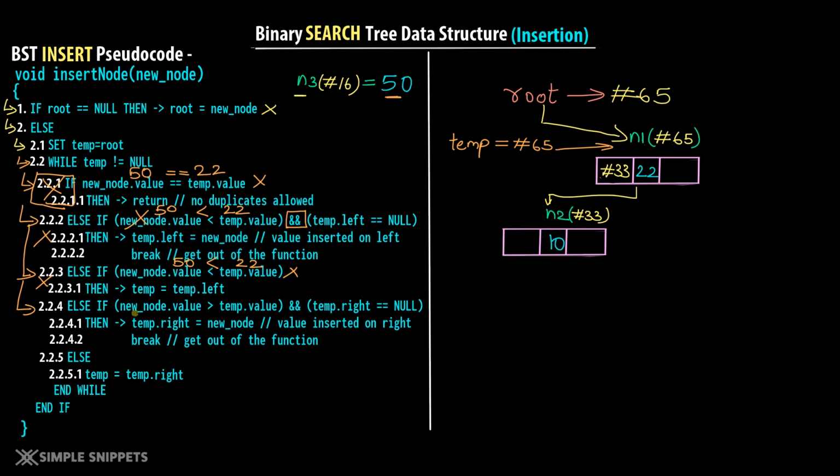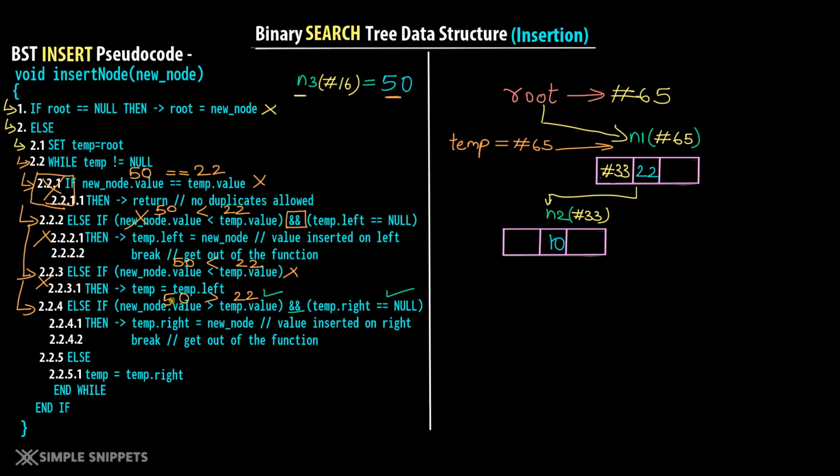Now let's check this condition. In this else if we have new node dot value. New node's value is 50. Is it greater than temp dot value? Temp is still pointing to n1. n1's value is 22. Yes. Now this condition has matched. So 50 is greater than 22. And the second condition says and temp dot right is equal to null. Temp is pointing to n1. What is there as the right pointer of n1? Nothing, which means that it is null. So even this condition has become true.